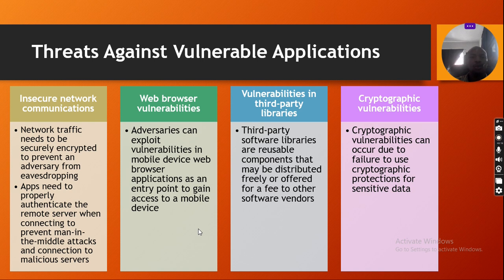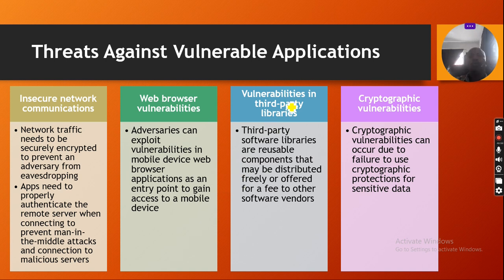One is insecure network communication. Okay, network traffic needs to be securely encrypted. If you don't encrypt the network traffic, then you are exposing it to adversary to gain access to and eavesdrop on the traffic on the network, both in the ingoing traffic and the outgoing traffic. They will eavesdrop and then something can happen. Then the second threat against vulnerable application is the web browser vulnerability. Here we say the adversary can exploit the vulnerability in mobile device web browsers and their applications as an entry point to gain access to the mobile device.